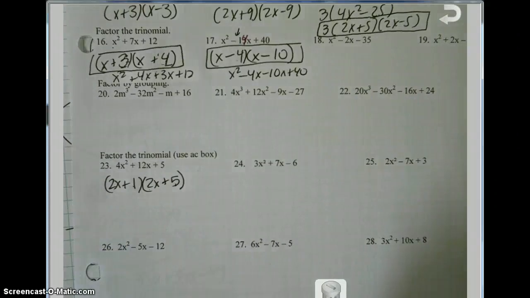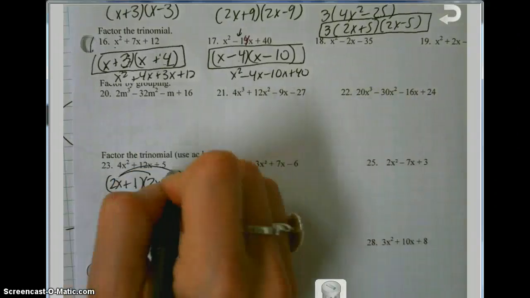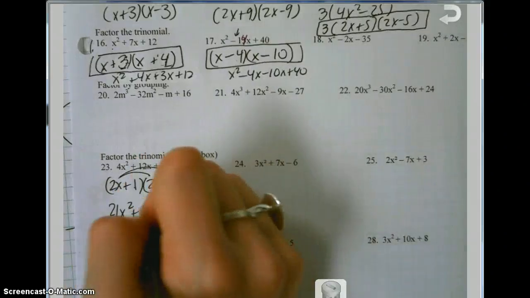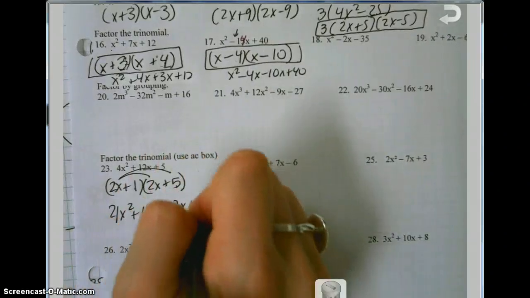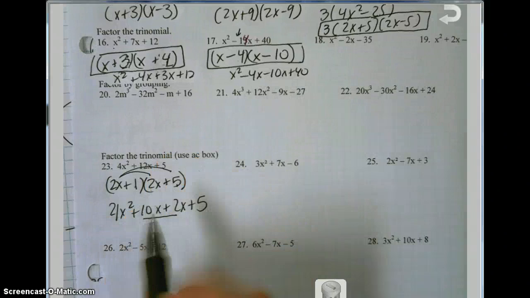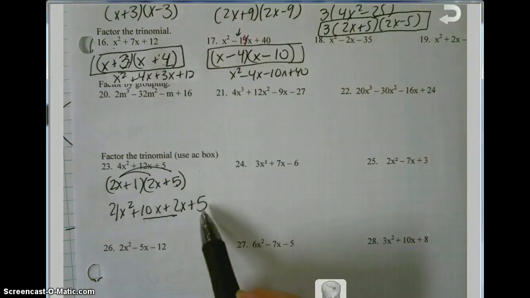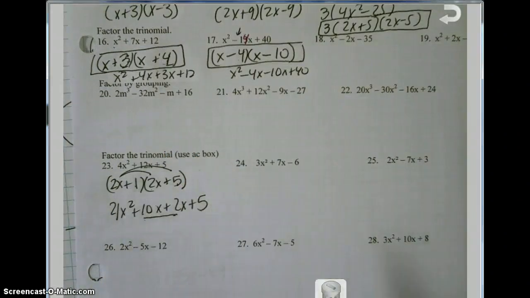12x is the middle term. So let's FOIL this out. Let's take this by each of these. So you get 4x squared, and then plus 10x, and then plus 2x, and then plus 5. Notice when you add up these middle two terms, you get the 12x. The first is 4x squared, and the last is 5 as well. So this indeed is the correct answer. Now, if you try something else and it doesn't work, then you keep trying until your two binomials work to make that problem.